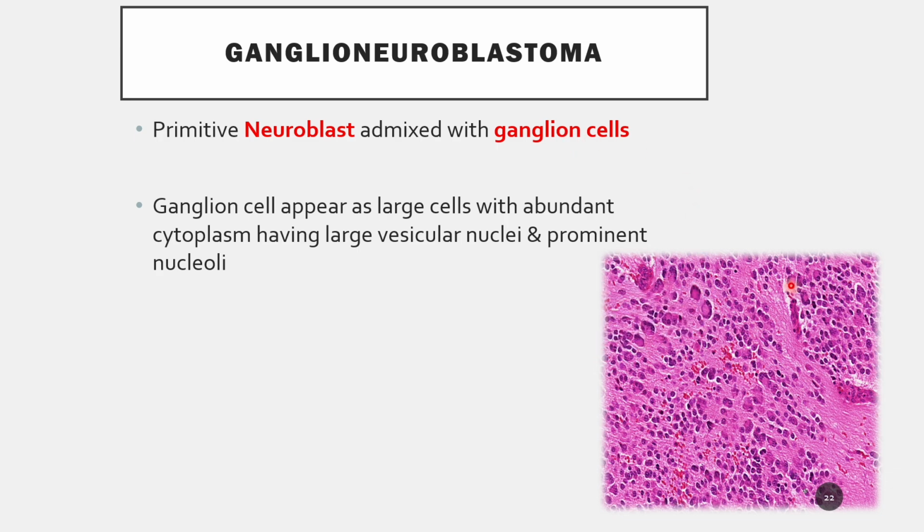So how is ganglion cell characterized? As you can see, this ganglion cell is a very large cell as compared to neuroblast, and they have abundant cytoplasm, which is very scanty in neuroblast, and they have large vesicular nuclei and prominent nucleoli. So this is the cell having abundant cytoplasm and vesicular nucleus and very large cell. So this is the ganglion. So that's why it is known as a ganglioneuroblastoma. Prognosis is good as compared to neuroblastoma.